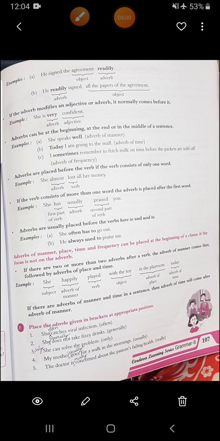Now see, adverbs of manner, place, time and frequency can be placed at the beginning of a clause if the focus is not on the adverb. If the focus is not on the adverb, we can place it there.